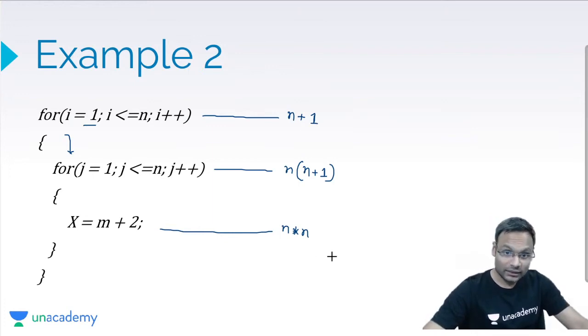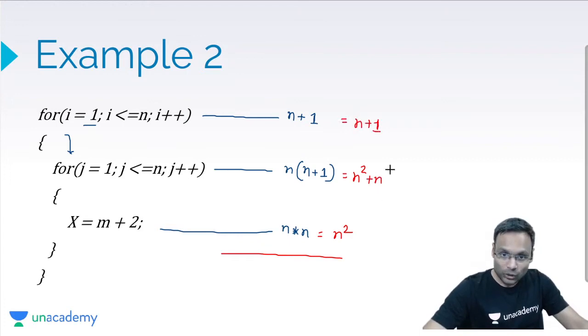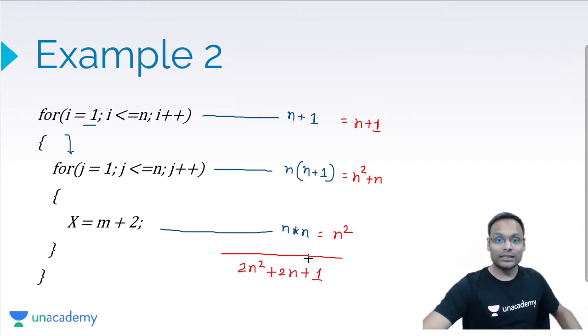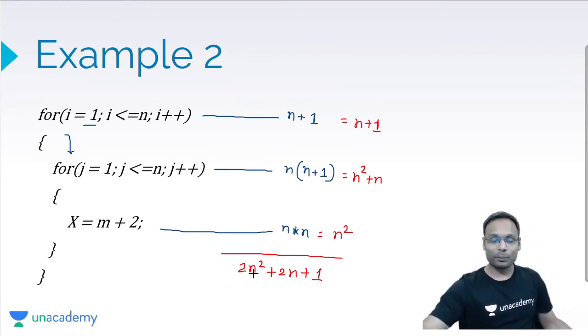Now listen, what is the total number of steps? Here n square, here n square plus n, here n plus 1. Total number of steps: 2n square plus 2n plus 1. Now you can check that this particular equation is a quadratic equation, hence I can say that the complexity is n square.